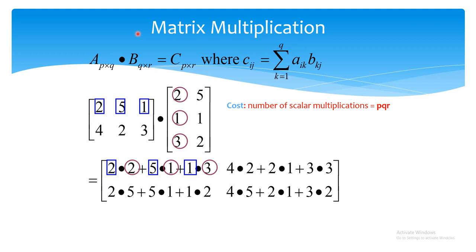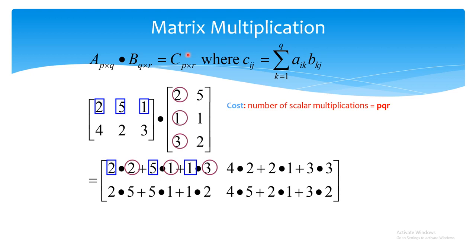for multiplying two matrices is that the number of columns of the first matrix should be equal to the number of rows of the second matrix. So here in this case we have two matrices, matrix A and matrix B. Matrix A has dimension P cross Q, matrix B has dimension Q cross R, and the resultant matrix will be of P cross R.